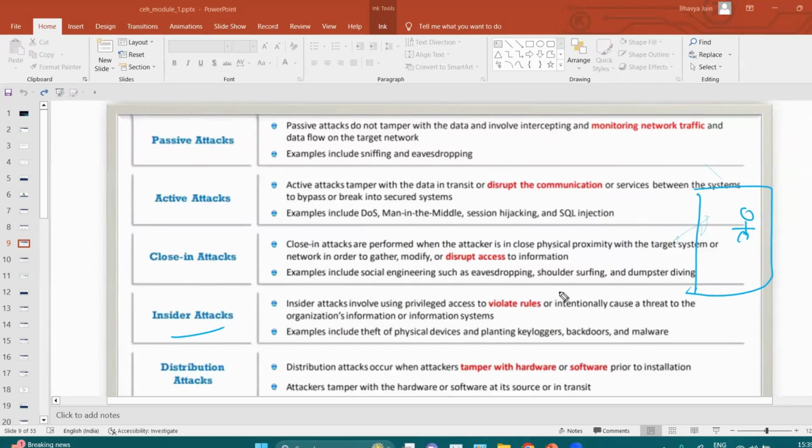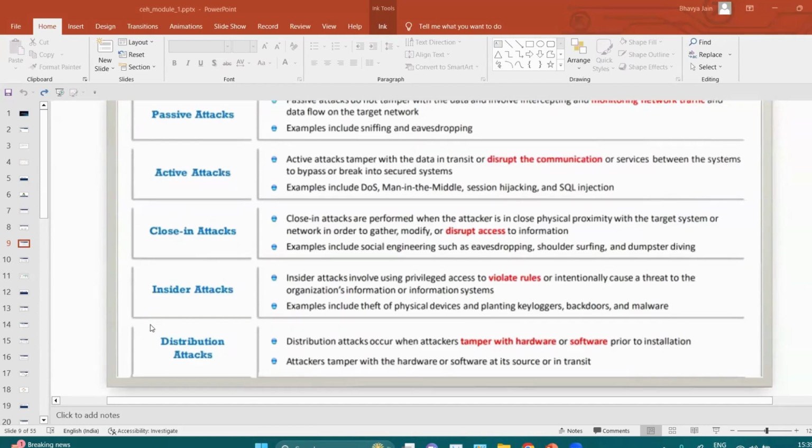That is an insider attack, where any employee violates the policies and laws of the company and ends up planting keyloggers, backdoors, and malware inside the company. So an insider is any employee, any customer, or any user of that company who is hacking the same company which he or she is working in.